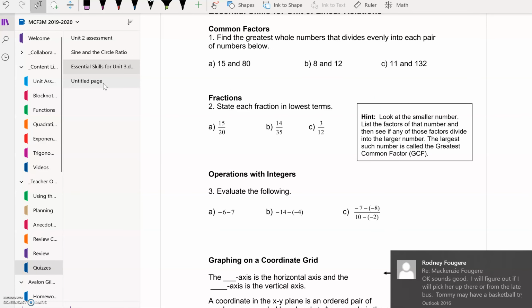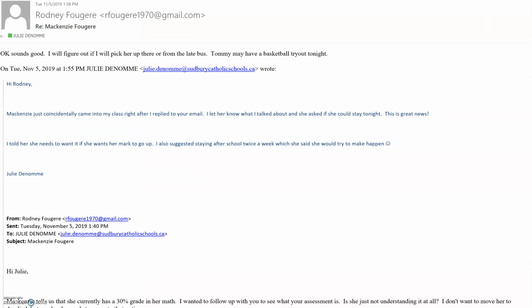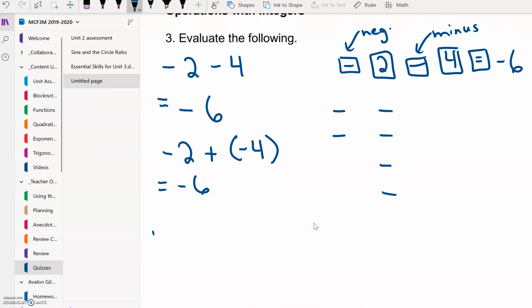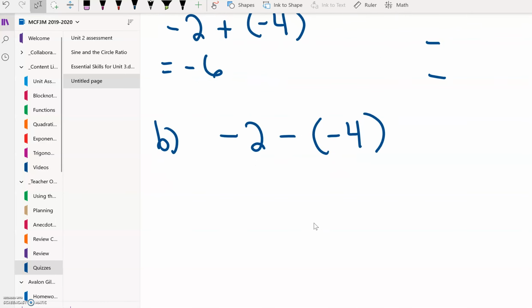Okay, another example of this would be question B here. So -2 minus -4. So I'll just change it a little bit. So if you have -2 minus -4, you have 2 negatives that are stuck together. When you have 2 negatives that are stuck together, that means that they're being multiplied. And when you multiply a negative times a negative, it actually gives you a positive. So you need to rewrite this expression as -2 plus 4.